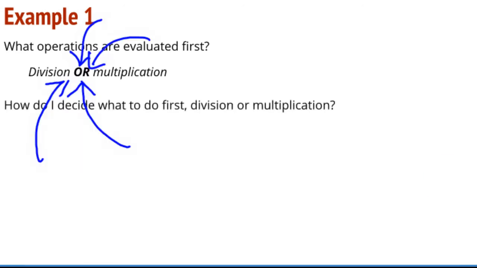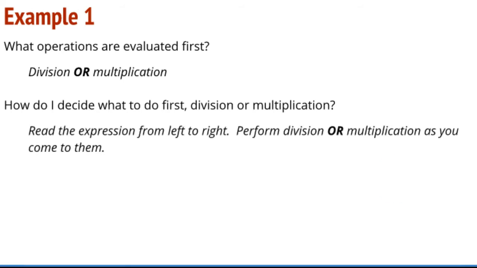So how are you going to decide what to do first, division or multiplication? Because we've said that they're equally important, but somehow we have to decide what happens first. We're going to read the expression from left to right, and then we're going to perform division or multiplication as we come to them.